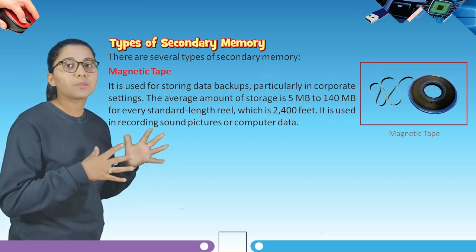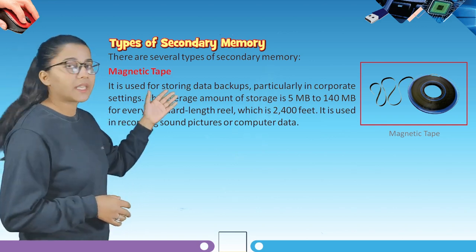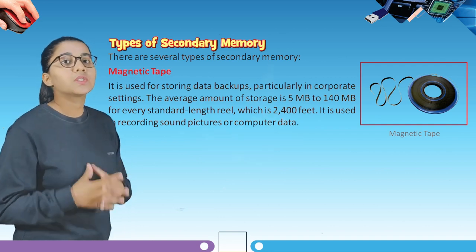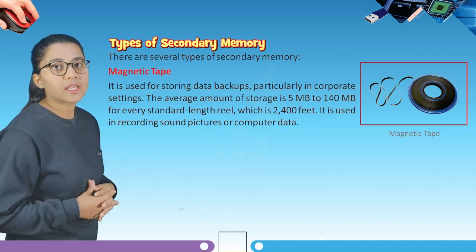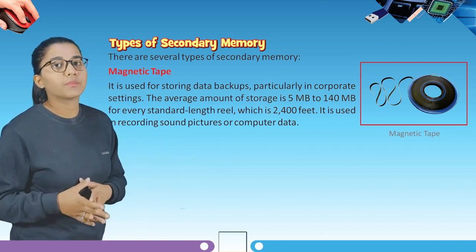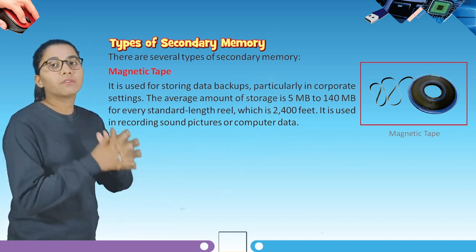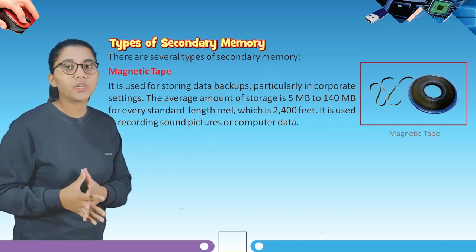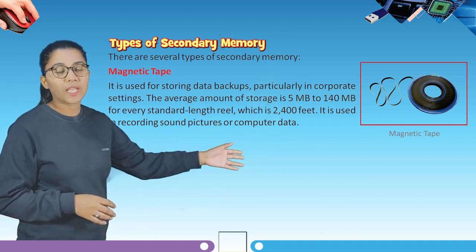There are several types of secondary memory. The first one we have is magnetic tape. So what is magnetic tape memory? It is used for storing data backups, particularly in corporate settings. The average amount of storage is 5 MB to 140 MB for every standard length reel, which is 2400 feet. It is used in recording sound, pictures, or computer data. So students, here you can see the picture of a magnetic tape memory.